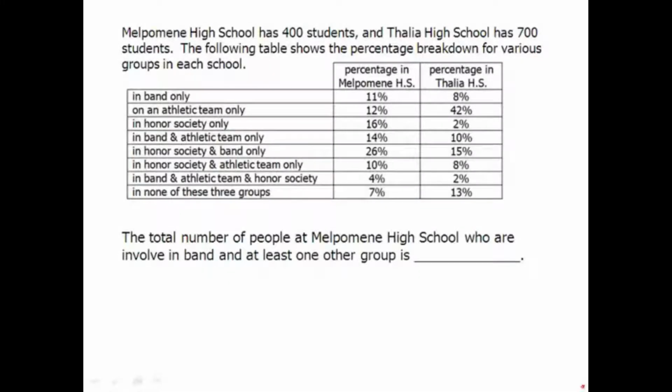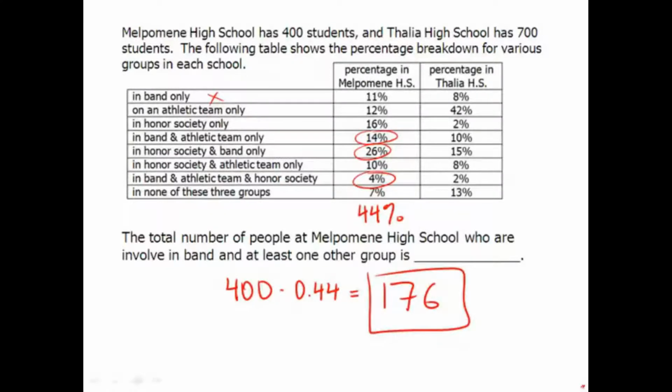The total number of people at Melpomene High School who are involved in band and at least one other group. So we're not going to count the band-only people. We're going to count band and athletic teams, band and honor society, and band and the other 2 together. So all 3 of these together account for 44% of the population. What is 44% of 400? Well, 400 times 0.44, you can do this on your calculator, comes out to 176, and that is the answer.